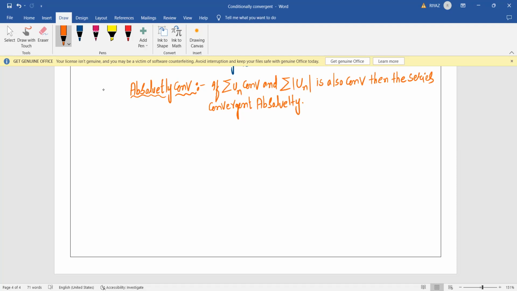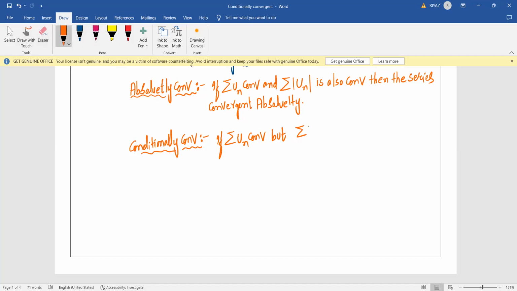This is quite the opposite definition for conditionally convergent. The opposite of this is, how? Is summation un divergent? No, summation un is convergent, but summation mod un is divergent. If you write these 2 lines only, it is given in the last year 2021 question paper, question number 1. Summation un convergent, but summation mod un is divergent.